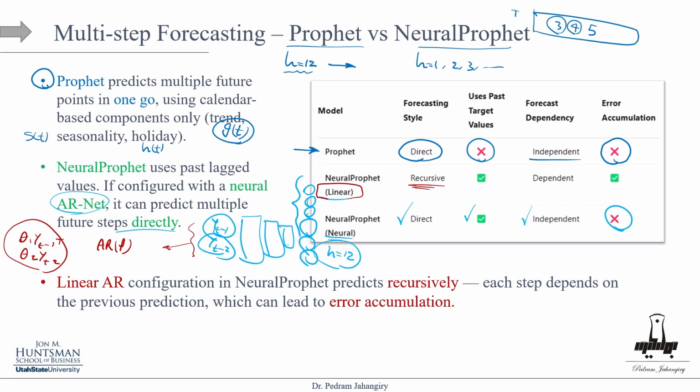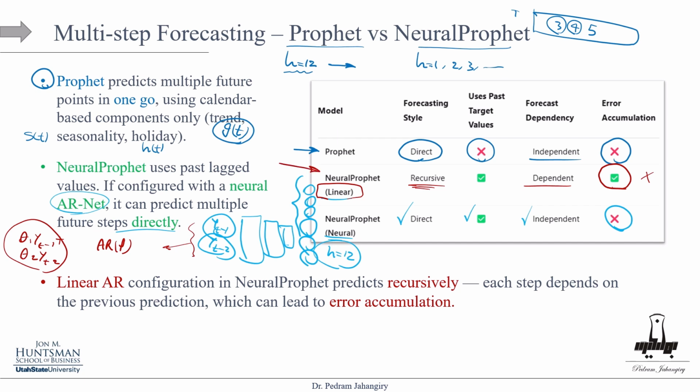The day after tomorrow depends on tomorrow, and so on. So that means that we can come up with this error accumulation, right? Which is not a good thing. So you have to just be aware that that's what it is when you're using NeuralProphet, and basically you're adding those lag components in a linear way. And this is the default setup for NeuralProphet.